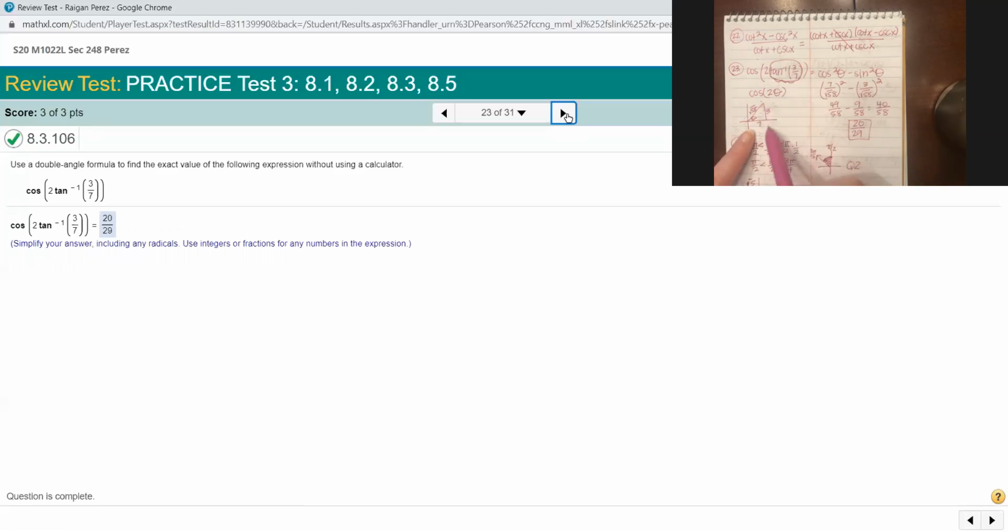Okay, so I had to finish writing it out. It was positive, so I drew in quadrant 1. I knew that opposite and adjacent were 3 and 7. 9 plus 49 is 58, so square root of 58. And then I plugged them in. Cosine would be 7 over square root of 58, but we got to square it. Sine is 3 over square root of 58, got to square it. So we got 49 over 58 minus 9 over 58. That gives me 40 over 58, which simplified to be 20 over 29.